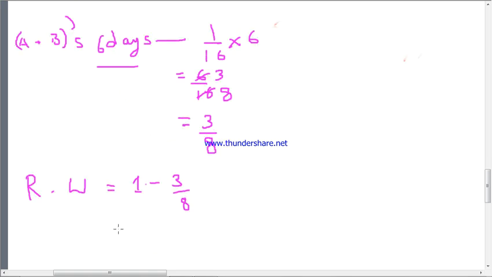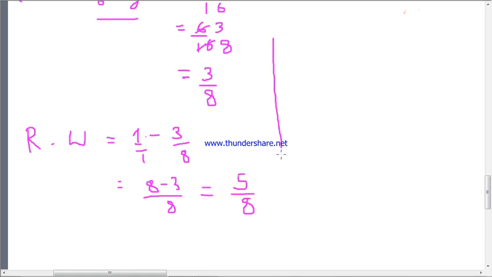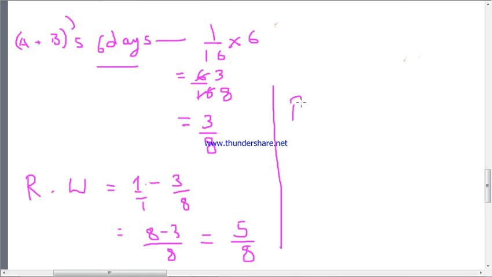So how much will you get? Find the LCM of these two. You get 8 minus 3 divided by 8. So 8 minus 3 is how much? 3, 4, 5, 6, 7, 8. You'll get 5 by 8 as the unfinished job. Therefore, the remaining work over here is 5 by 8.